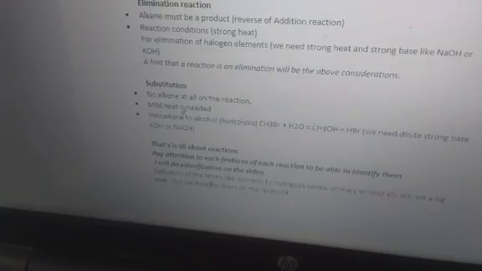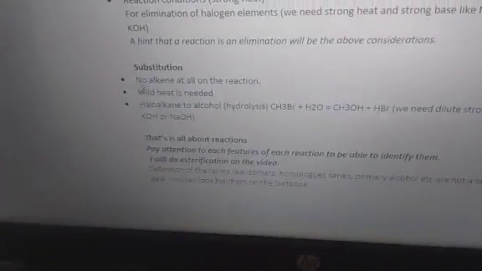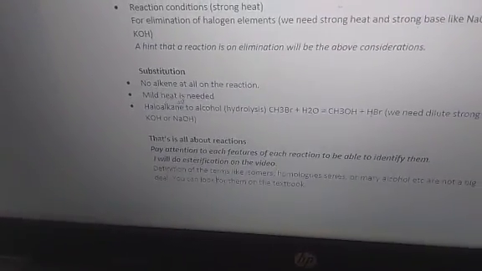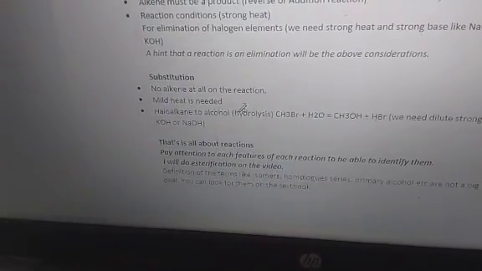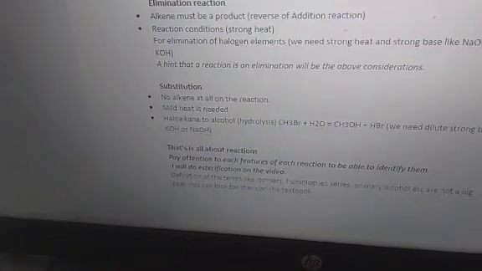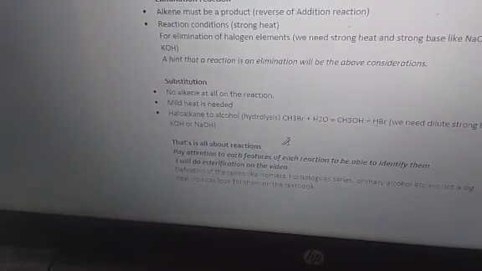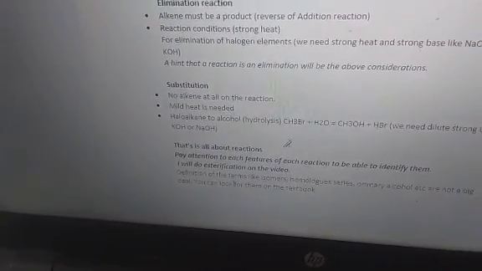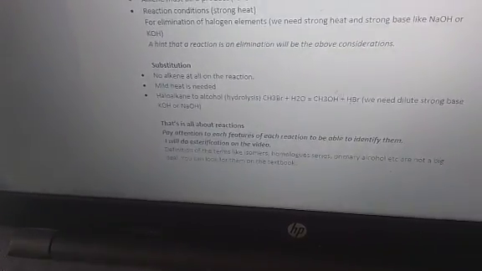And the heat must merely be mild or just a warm heat, not necessarily too much heat, to make a substitution. So yeah, that would be it. Or it's a dilute base as opposed to a strong base, just a dilute base that you need.